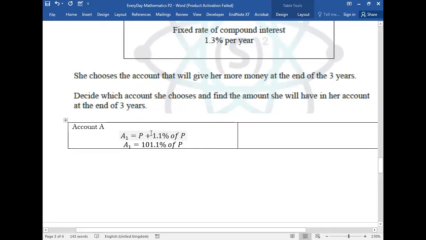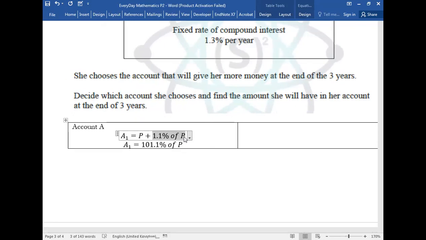How did I find that amount? Principal plus 1.1 percent of principal. ये interest है हमारा. Is that right or wrong? If you are unable to understand this, you will not understand further steps. Amount 1 is the amount at the end of the first year. Makes sense? Understood?